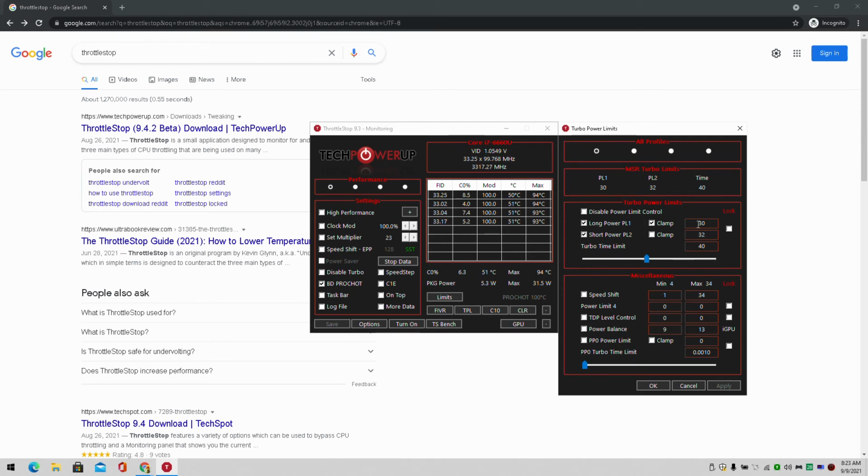Now, this is only for if your computer is throttling when you're playing games and you realize it's dropping. Otherwise, don't do it, okay?